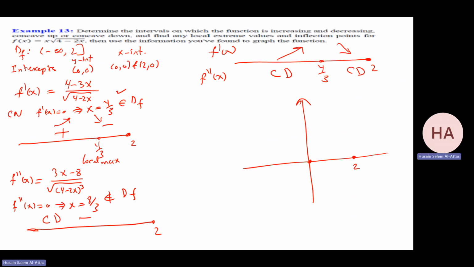Okay. Before 4/3 it is increasing and concave down. So it will do something like this: increasing, concave down, up to 4/3. When it comes to 4/3, it will do what? It will be decreasing, but it's still concave down like this. So this is a local maximum. Actually, it's an absolute maximum. So that's the graph of the function, and it's up to 2.